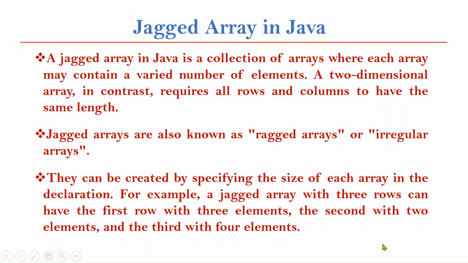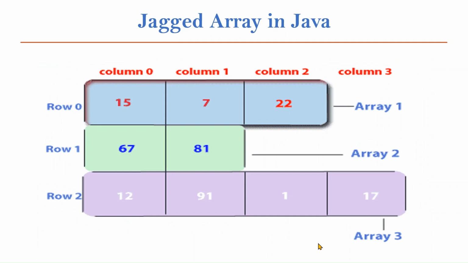They can be created by specifying the size of each array in the declaration. For example, a jagged array with 3 rows can have the first row with 3 elements, the second with 2 elements, and the third with 4 elements. So there is no hard and fast rule like in a two-dimensional array. There everything is fixed, but here we have the flexibility that for every row we can create a different size of columns.